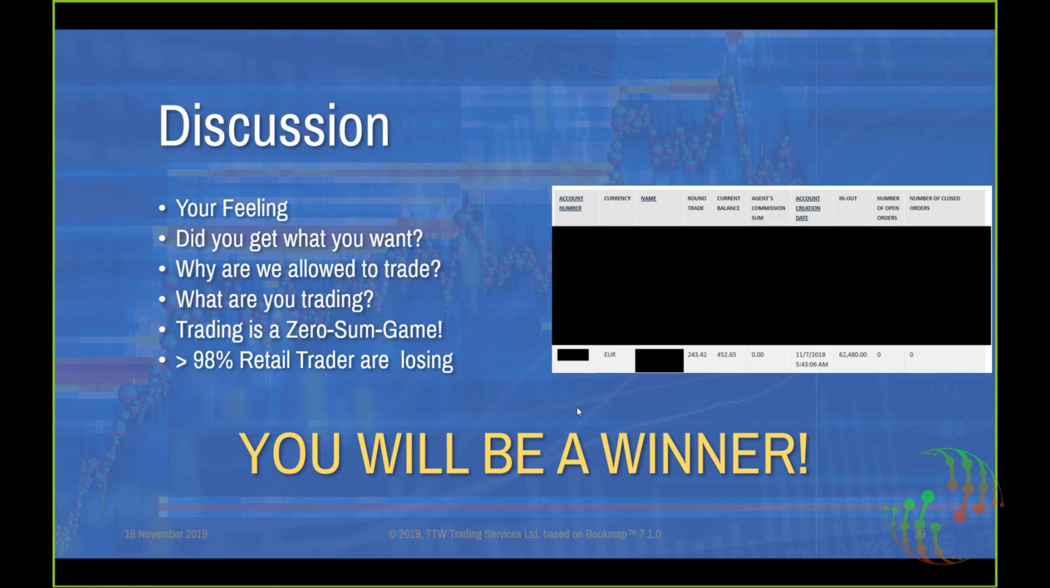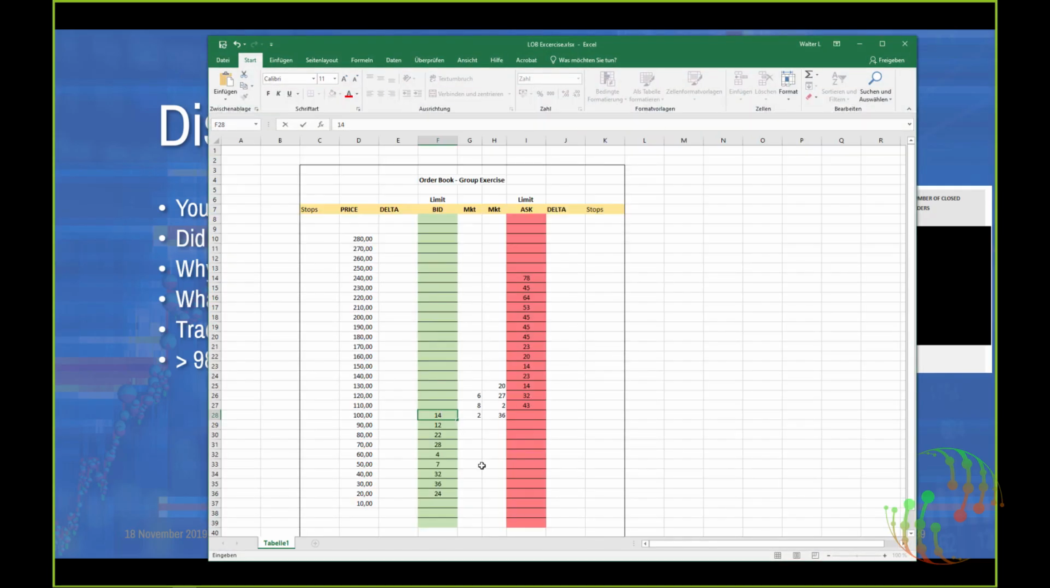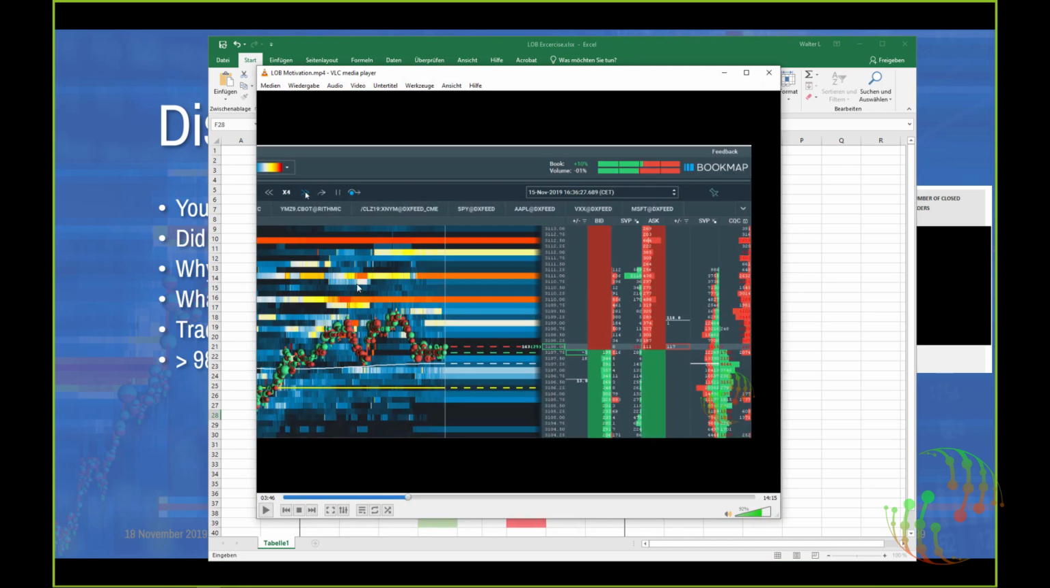As said, trading is a zero-sum game, and statistically, I don't know whether it's 96 or 98, but the number is huge, we see that retail traders are losing their money within months, sometimes within weeks, because they don't understand how an auction is working, what is really happening, because they don't see the whole information. Absolutely, that's an important part.